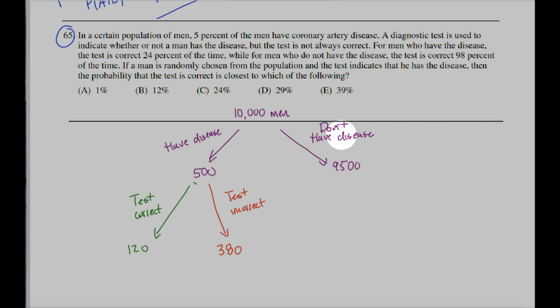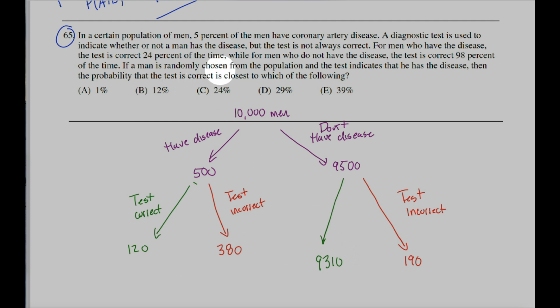Anyways, for these 9,500 that don't have the disease, the test is going to be correct 98% of the time. That means the test is going to be incorrect 2% of the time. If I only had 100 men, 2% would be 2 of the men, but I have 9,500 men, so 2% is 2 times 95, in other words, 190. If the test was incorrect for 190 of these men, then the test would be correct for 9,500 minus 190. What's that, 9,310, I guess? I've taken the 10,000 men and I put them into these 4 different buckets. With this flowchart, answering the question is simple.